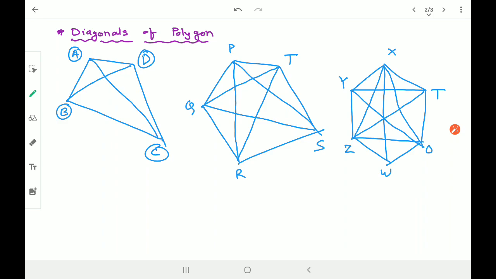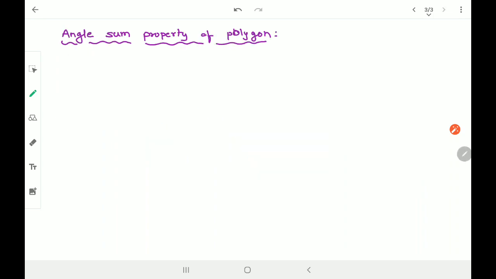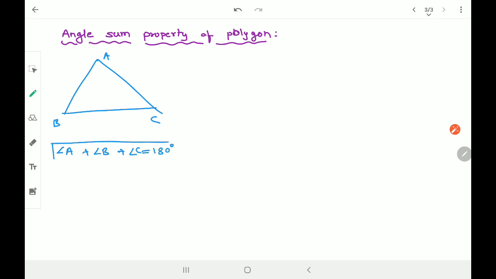Let's go for the next one now. This was the diagonal, definition of diagonal. Is this clear to you all? Let's go for the next one. Angle sum property of polygon. This is the last concept for the first exercise. I hope you got to know it has so many different concepts in this exercise. This is the last concept, that is angle sum property of polygon. That means, as we know, if I add all angles of a triangle, angle A plus angle B plus angle C is always equal to 180 degrees, isn't it?